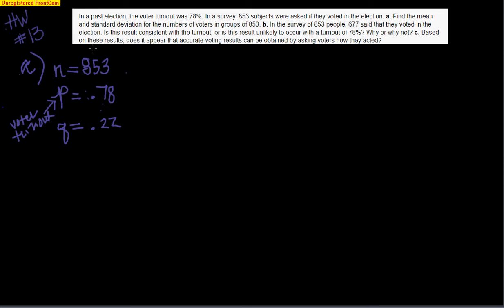All right, so what is the mean? We know that the mean equals N times P. So in this case, it's going to be 853 times P, which is 0.78. And that is going to equal, doing that on my calculator, 665.3. Again, I think we round it to the tenth, but you can check the question. So out of a group of 853, you can expect 665.3 people to show up.